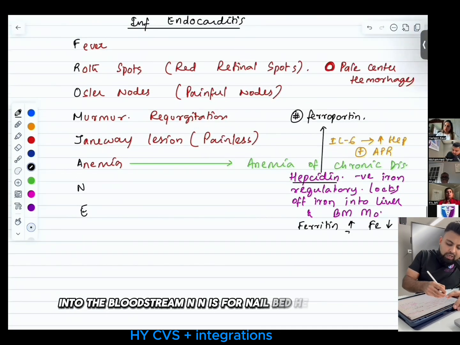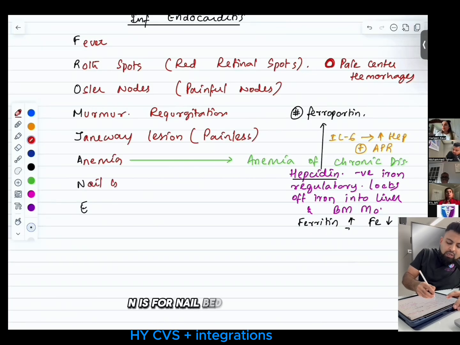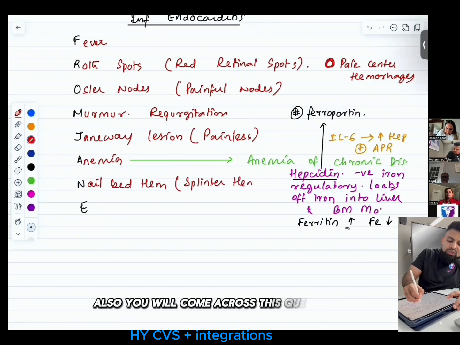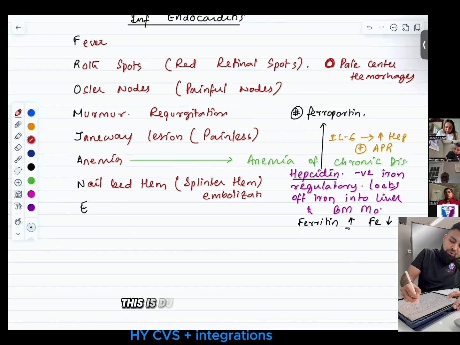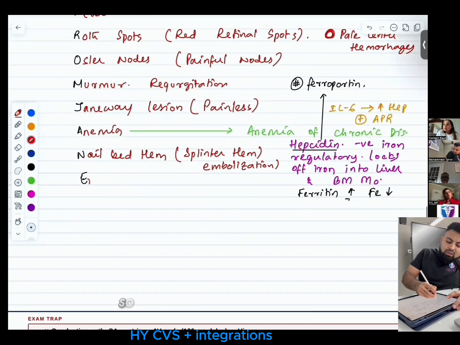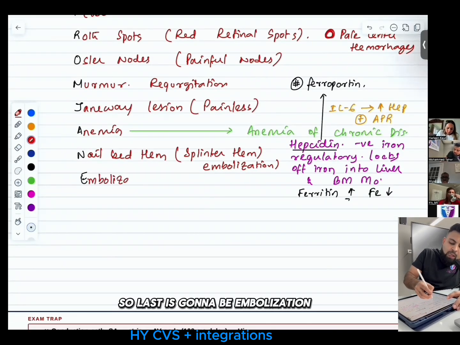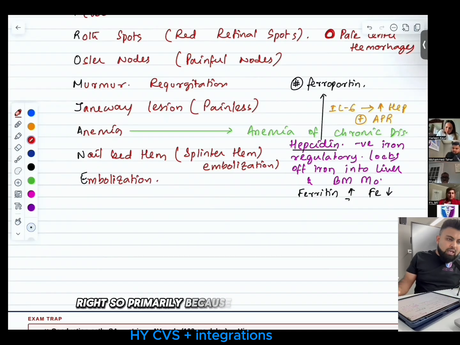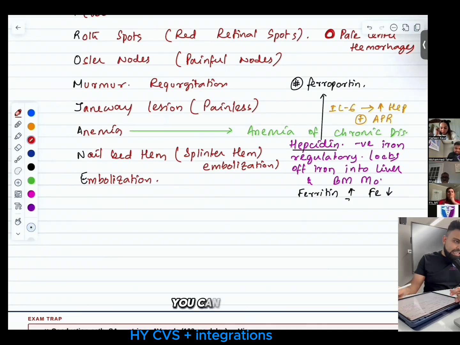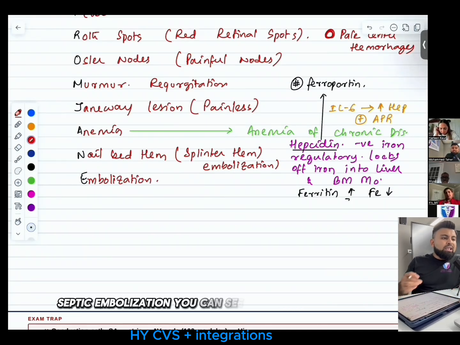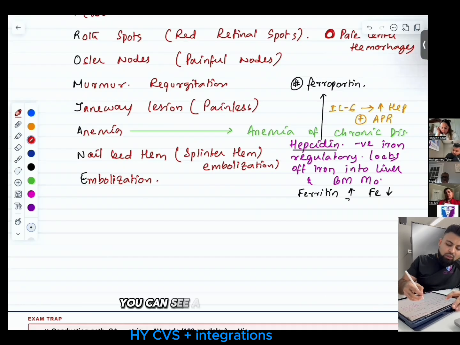N is for nail bed hemorrhages. This is very important. That is actually the splinter hemorrhages. Now, why is it happening? In your UWorld also, you will come across this question, and that is due to embolization, right? So last is going to be embolization. Primarily because of this embolization, you can see septic embolization, splinter hemorrhages, and also petechiae.